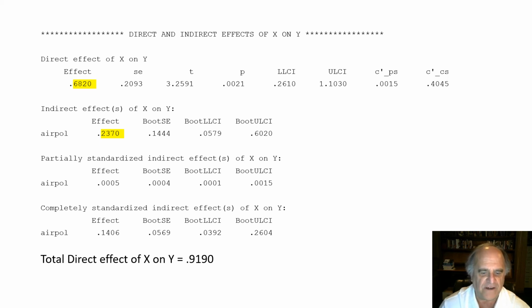And then we have our indirect effect, which is 0.2370 for air pollution. And again, you can see this is significant when we look at the confidence intervals.